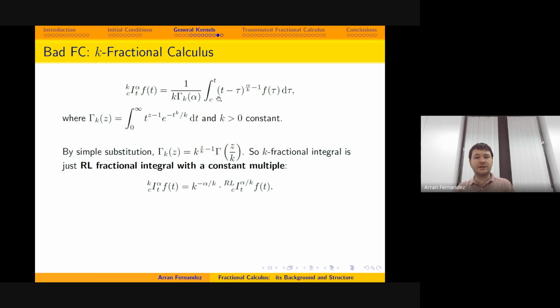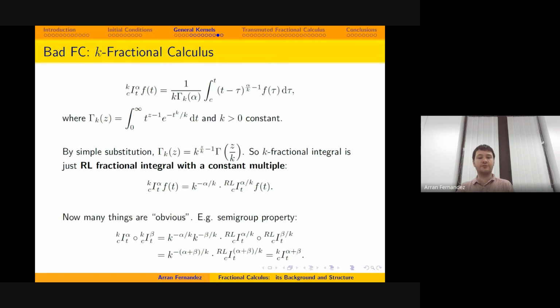So let's put that into the K fractional integral. You've got this gamma k function out there, do the substitution, and you discover that the K fractional integral is exactly the Riemann-Liouville fractional integral to the order alpha over k, multiplied by a constant. So all the theory of K fractional calculus is trivial. It's the same as Riemann-Liouville fractional calculus. If you want to prove a semigroup property, you can do it in 5 seconds because you know the Riemann-Liouville semigroup property. Everything is obvious. There is no new theory here. K fractional calculus is the same as Riemann-Liouville fractional calculus. But people don't care. People are writing papers about this because it's easy, because it was already done.